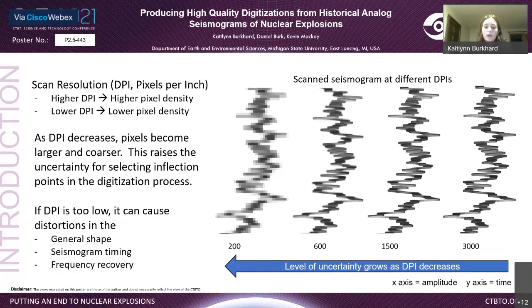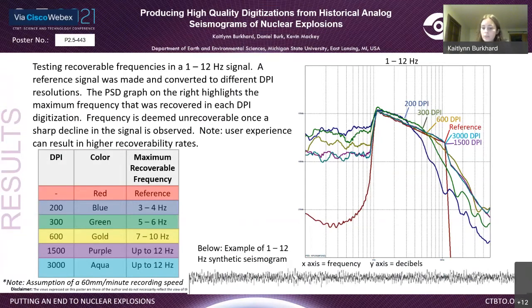Here's an example where we examine the relationship between frequency recovery and DPI, where we created a synthetic seismogram with a known frequency of 1 to 12 Hertz and digitized the signal at different DPIs. This is with an assumption of a 60 millimeter per minute recording speed. The PSD on the right highlights the frequency recovery of each digitization. Note that this specific example shows that a low DPI, such as 200, can recover a maximum of about 3 to 4 Hertz, whereas a higher DPI of 1500 can fully recover that 12 Hertz signal.